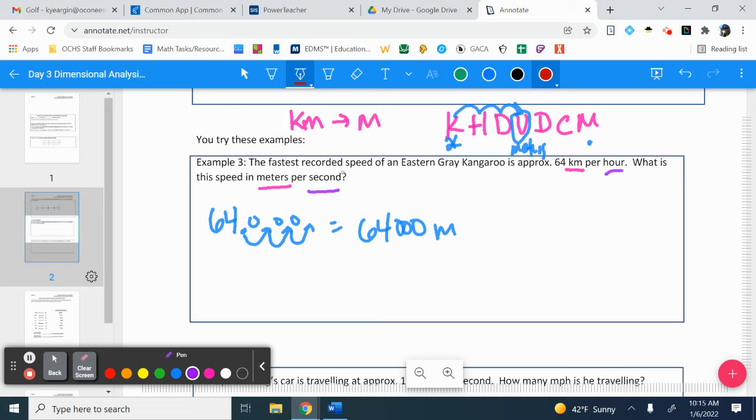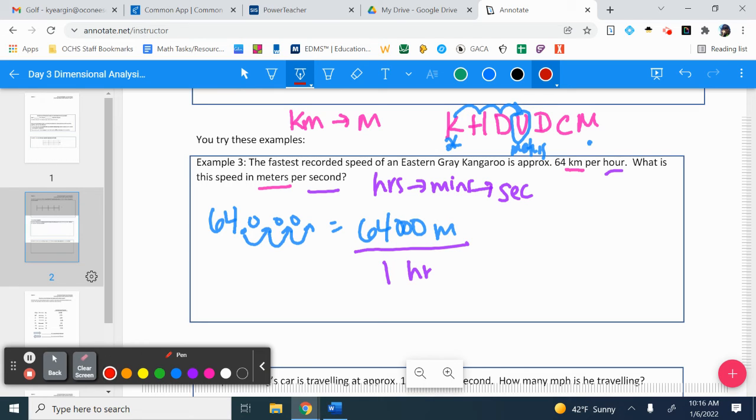The second part is when we take hours and we need to convert those hours into seconds. Well, I can't go straight from hours down to seconds, so I have to first convert hours into minutes, and then I must convert my minutes into seconds. So if I start where I am at right now, I have 64,000 meters per 1 hour. Because I started with the first conversion, now I'm going back to the second one.